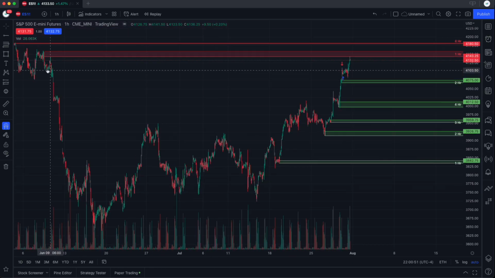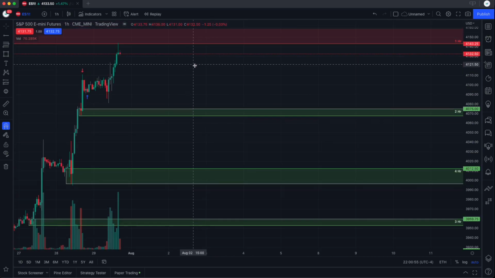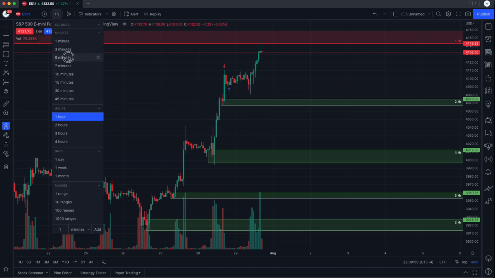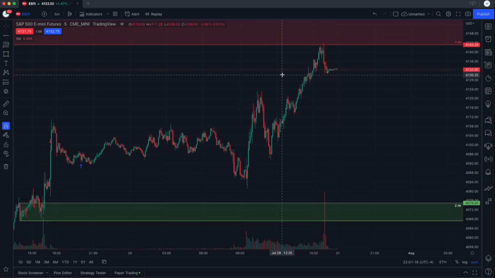Wow, yeah, look at that. That one's perfect. Yeah, look at that. Price came up. Let's take a look at the 5-minute. Yeah, look at that. Price came up. Great opportunity for puts or shorts if you're doing share trading. And look at that move down. This was, of course, in after hours. But yeah, this just shows how powerful these zones can be.